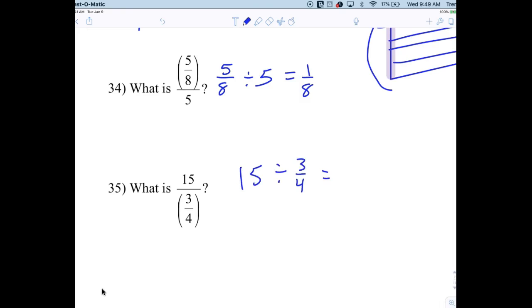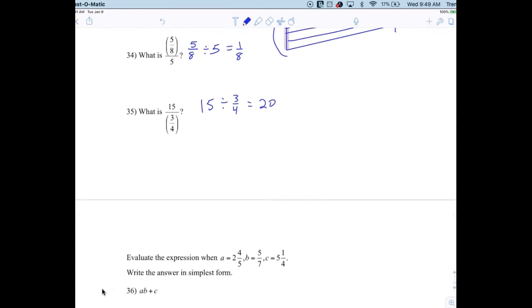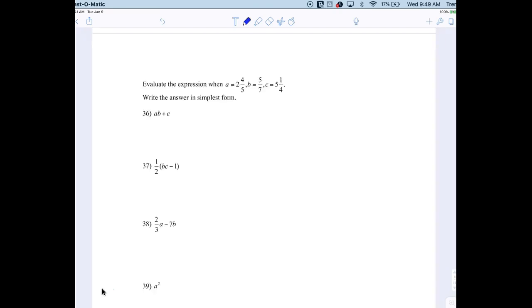All right. So William, what does number 35 say? That's exactly right. And what is that? Good. 20. All right. Now, I want everybody to take a look now.